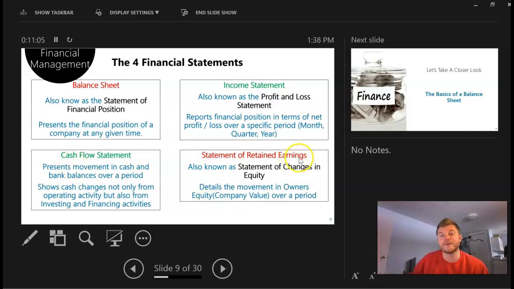And then there's a statement of retained earnings. It's also the statement of changes in equity. This details the movement in owner's equity over a period of time. So you're basically saying equity is your worth. So basically this is just saying at the end of this year, month, week, quarter, whatever it is, are we worth more money or less? And by how much?